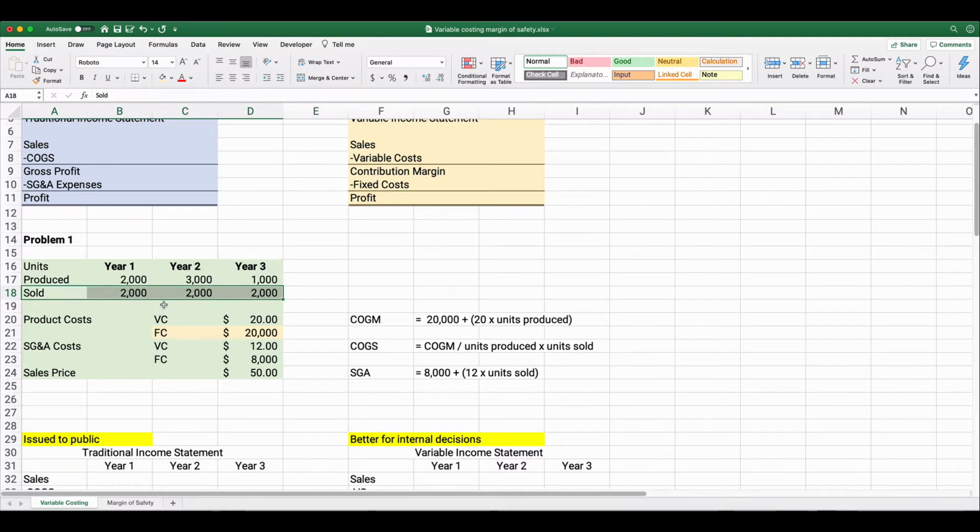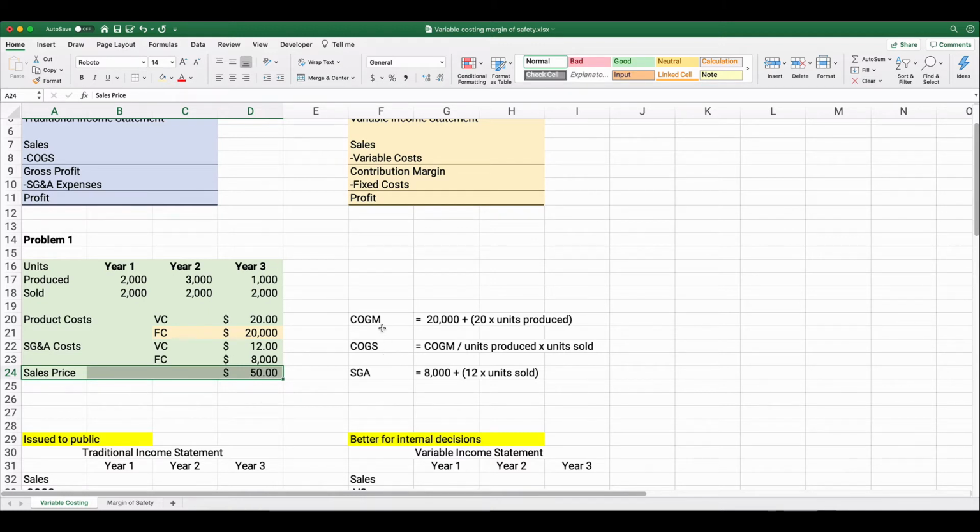So we sell 2,000 every year. Let's say we produce 2,000 the first year, 3,000 the second year, and then we reduce our production down to 1,000. So we sell 1,000 in ending inventory and then 1,000 from year 3, and that's the 2,000. Now let's assume that our product costs are fixed cost of 20,000 and variable cost of $20 each, and our SG&A, the cost of running our business, is $12 variable per unit we sell and $8,000 total fixed cost. And we're going to sell everything at a price of $50.